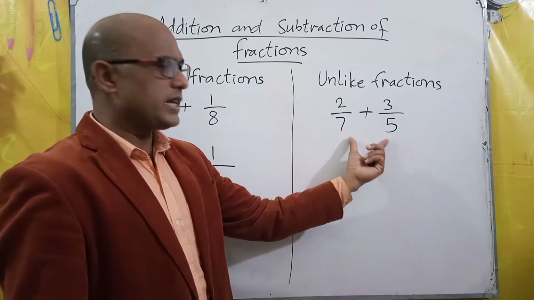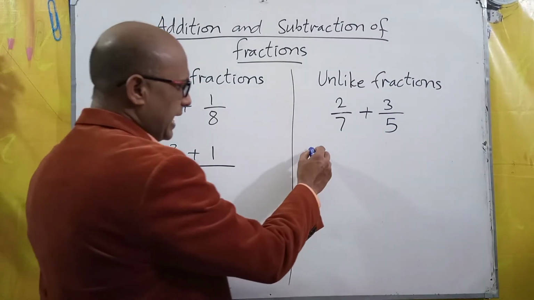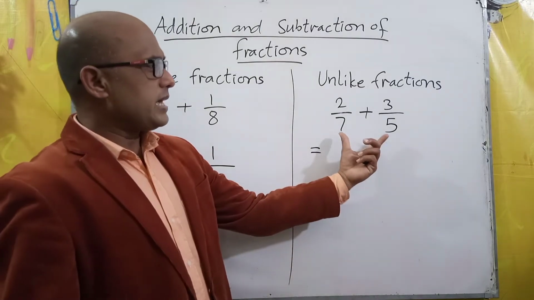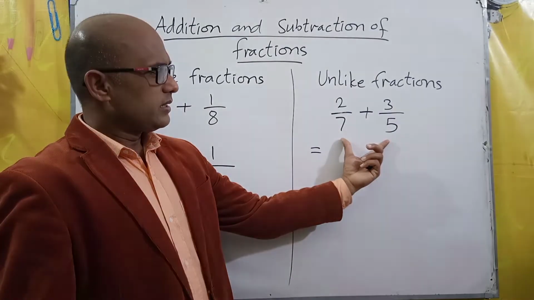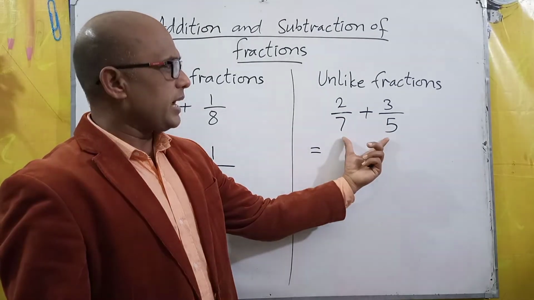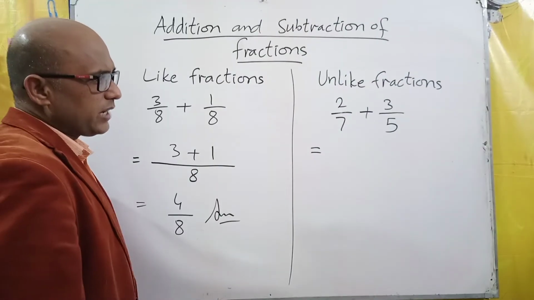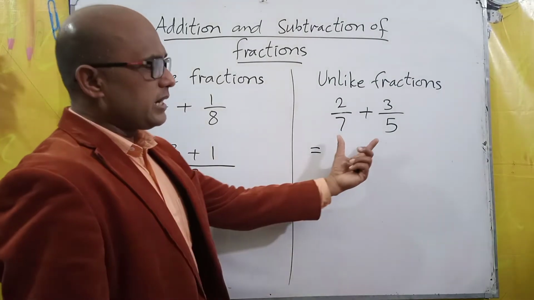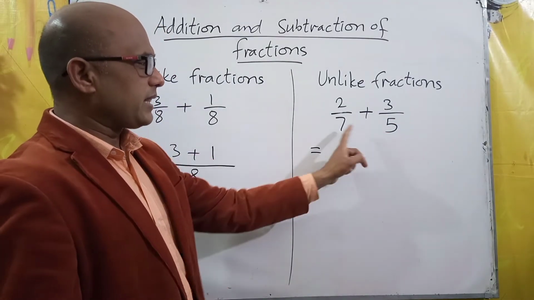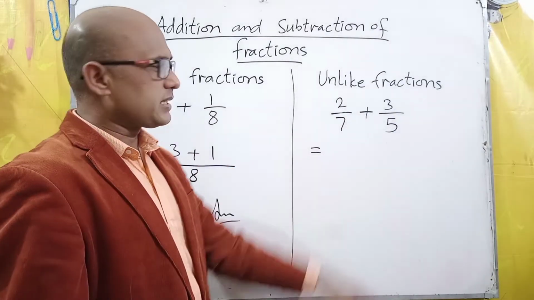Now let's turn to the other side where unlike fractions are added. So students, these two have different denominators. How to add different denominators? Students, these are unlike fractions. So first of all, to add them, we must make them like fractions. So how will we make them like fractions? To turn them into like fractions, we have to multiply them with the numbers which will make the denominators same.